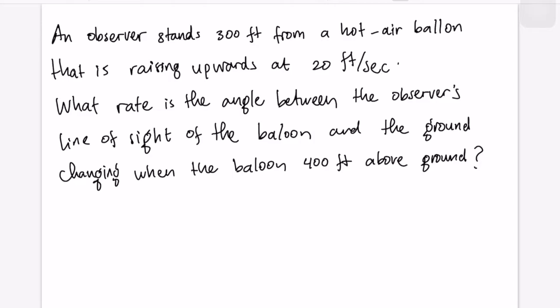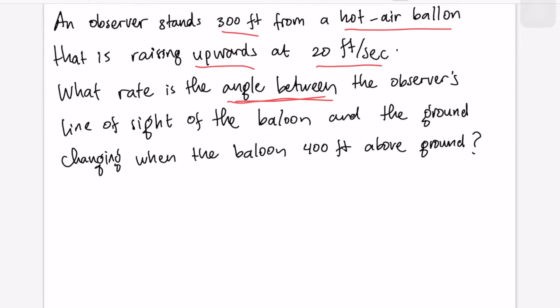So let's read carefully. An observer stands 300 feet from a hot air balloon. The hot air balloon is rising upwards at 20 feet per second. So this is 300 feet. You have a person standing next to the hot air balloon at a distance of 300. The hot air balloon is rising upwards, so you have a specific rate. And at what rate is the angle changing? You need to check the angle between the observer and the balloon when the balloon is 400 feet above ground.